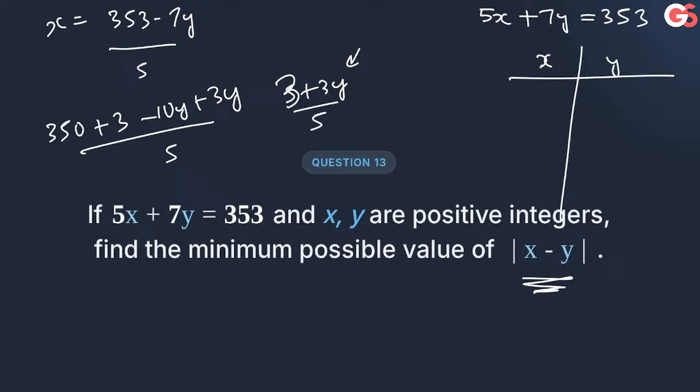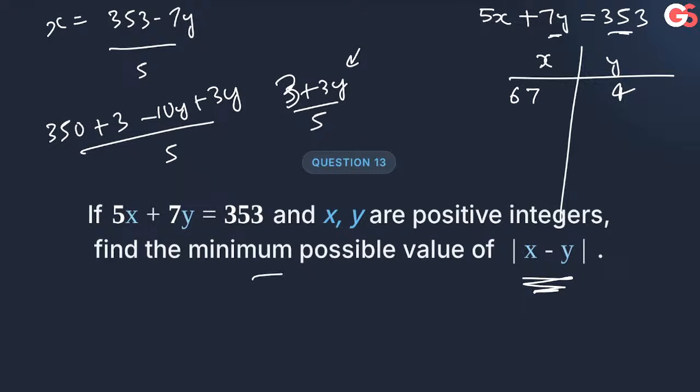3 fours are 12. So y will be 4. 3 fours are 12 plus 3 is 15. So if y is 4, all right, if y is 4, 353 minus 28, all right, 335 is what I get. 5 6 are 30, 7 are 35. Clear हो गया?